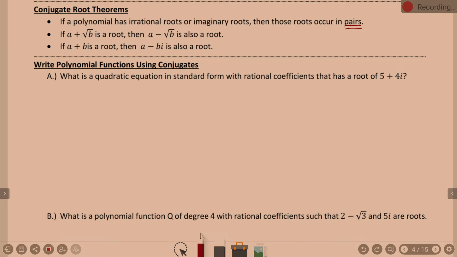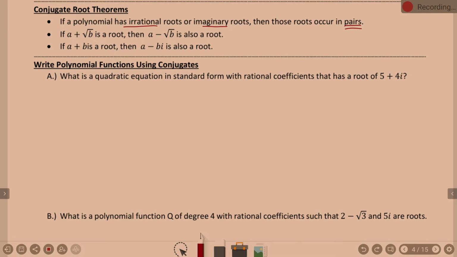They're always going to occur in a pair, a plus or minus pair. Irrational roots, the ones that have something like the square root of 5 or the square root of 21, square roots that we don't know, also occur in pairs. And here's the deal: there are conjugate pairs, meaning basically the middle sign is different. If a plus the square root of b is a root, then we automatically know that a minus the square root of b is a root.